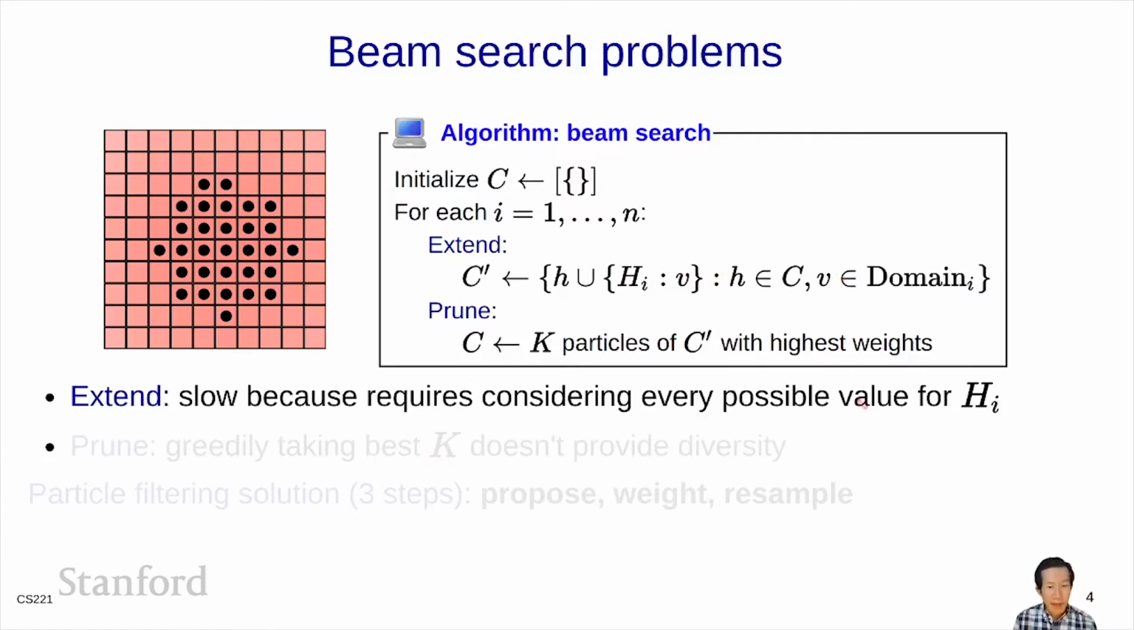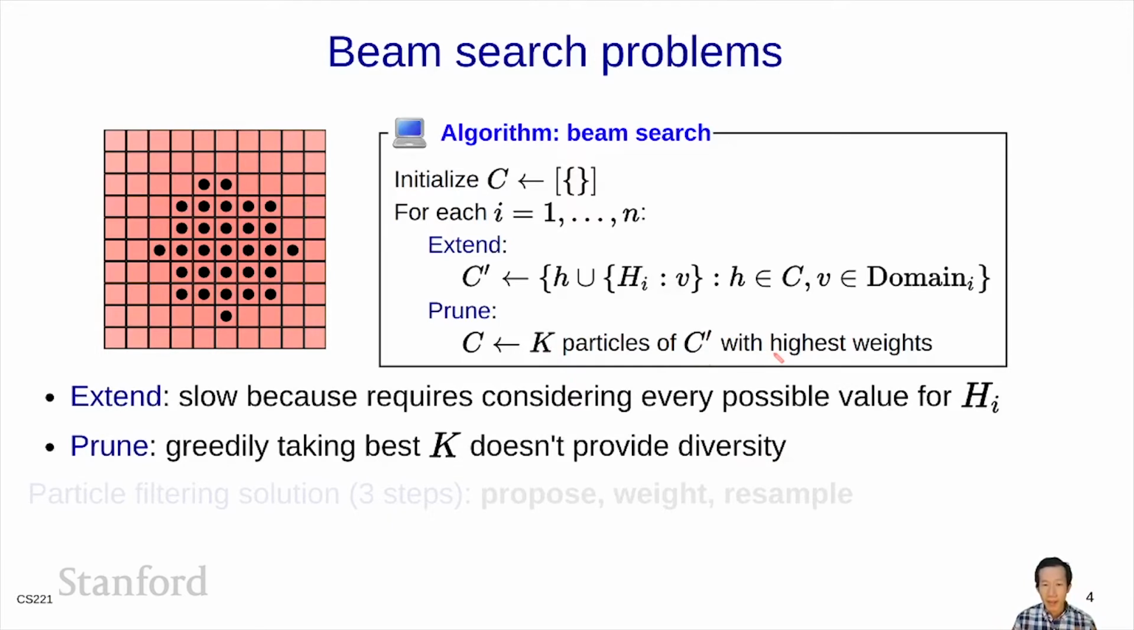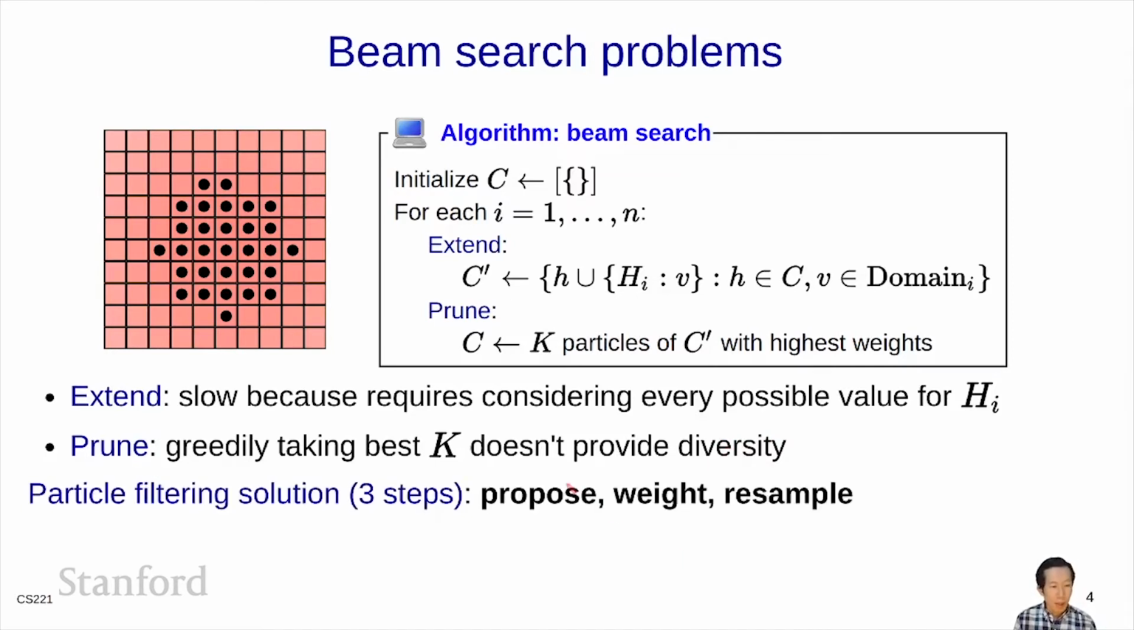So the second problem is that we are greedily taking the K particles with the highest weight. So this, as we'll see later, doesn't provide enough diversity. So we're going to have to do something about it. So particle filtering is going to solve both of these issues. Particle filtering is going to contain 3 steps to replace the extend, prune 2-step procedure of beam search. So propose, weight, and resample are the 3 steps, and we're going to go through them in turn.